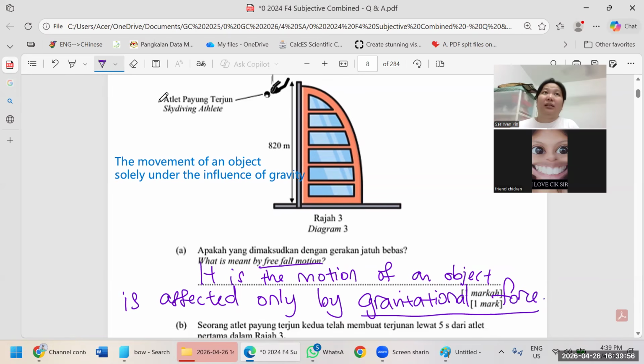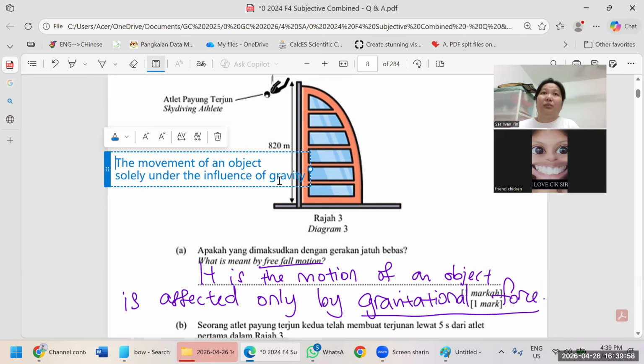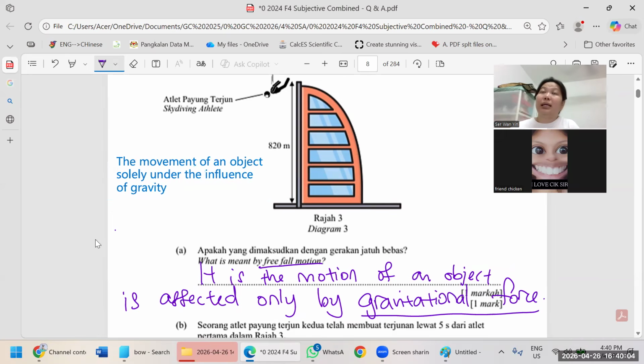Teacher, do we have to use kepala ayat? Like, do we have to follow the question and then copy back the question to answer? No need. We scientists, physicists, we want direct reason. No need copy back.